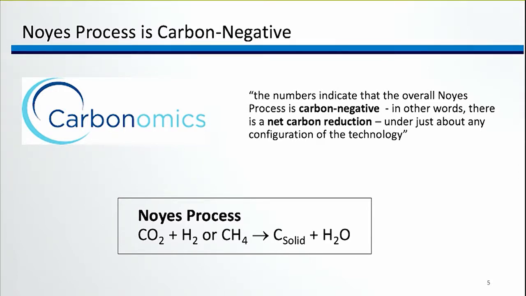Wait a minute. You're saying that the current carbon black industry, 14 million tons a year, every ton of carbon black made releases 2.5 tons of CO2? Instead, we can use CO2 to make carbon black?